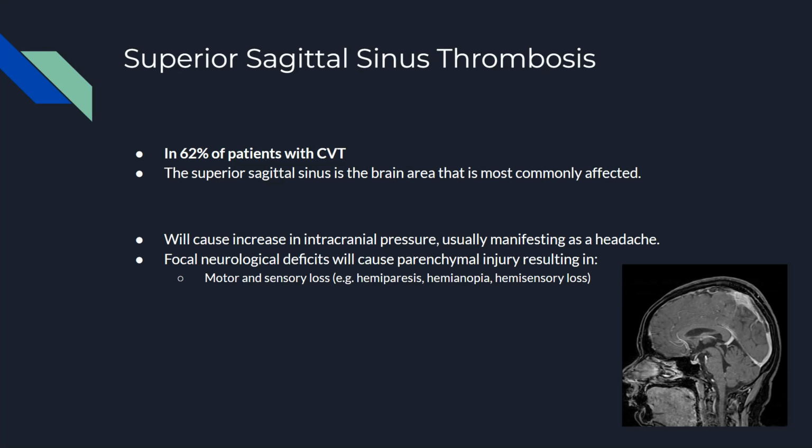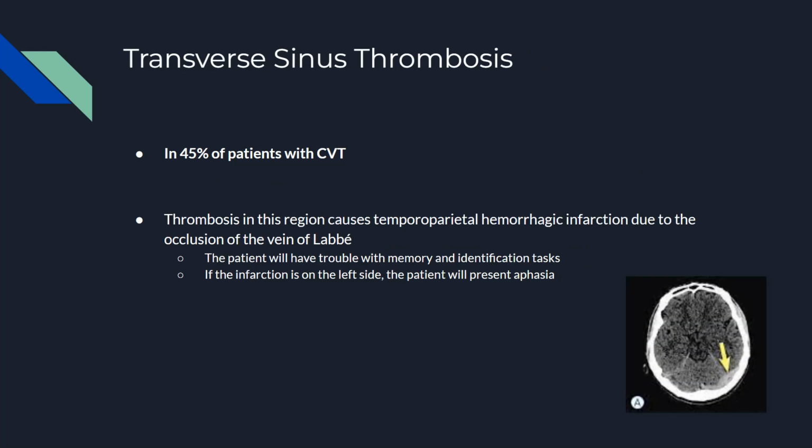So the superior sagittal sinus locally drains the motor and somatosensory areas and is implicated in their function. As well, with the thrombus blocking CSF absorption through the arachnoid villi, there will be an increase in intracranial pressure, which will manifest itself as a headache. As well, there are focal neurological deficits resulting from parenchymal injury, such as hemisensory loss, hemiparesis, hemianopia, and seizures.